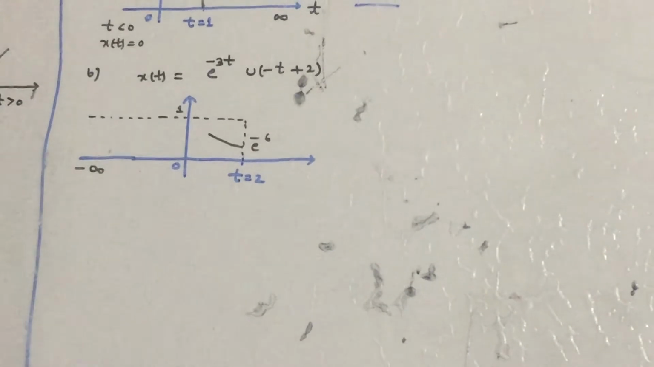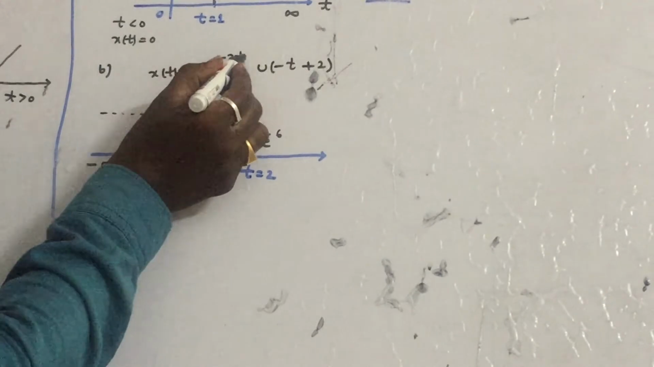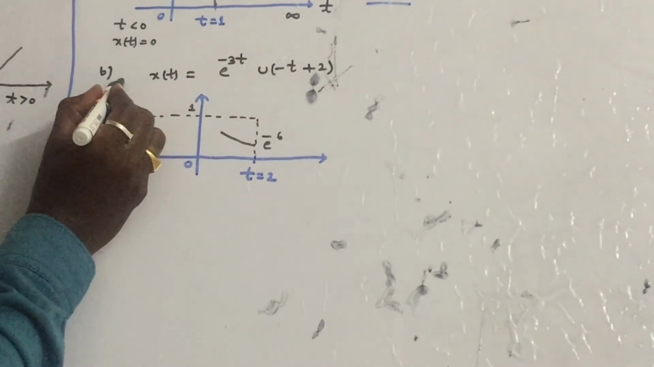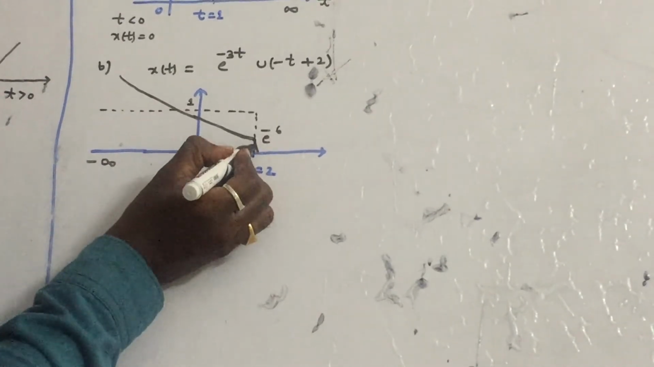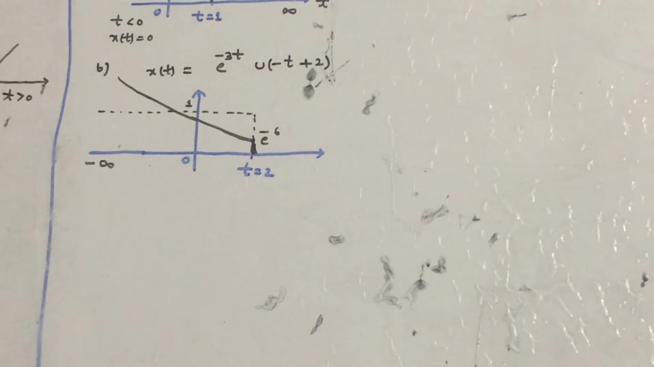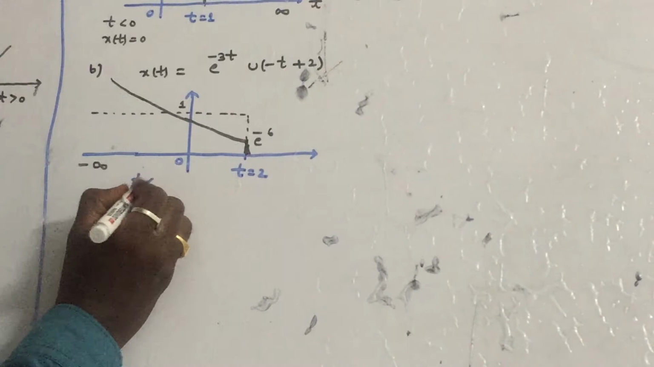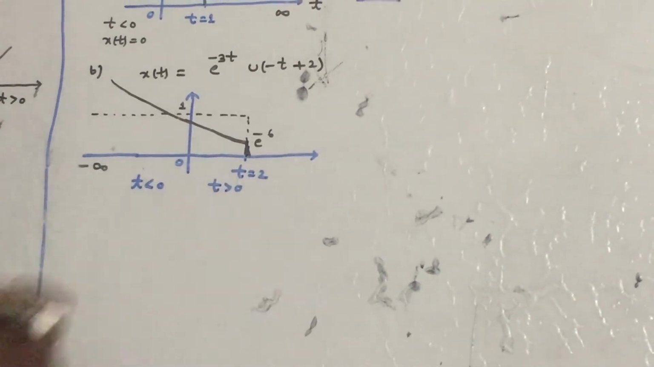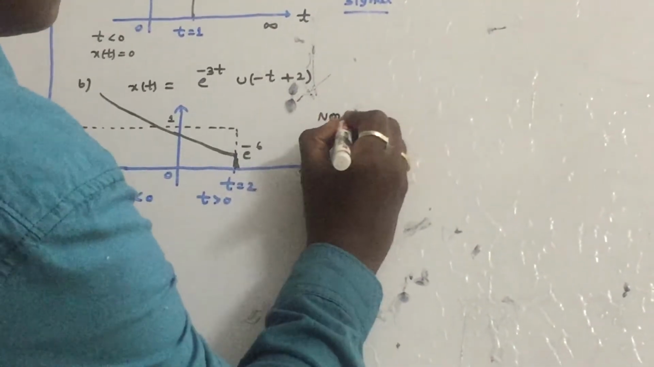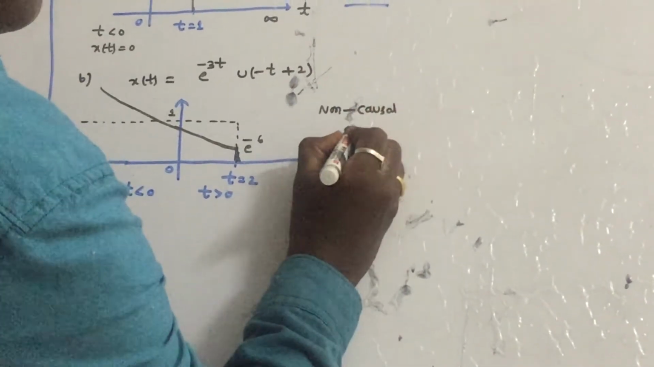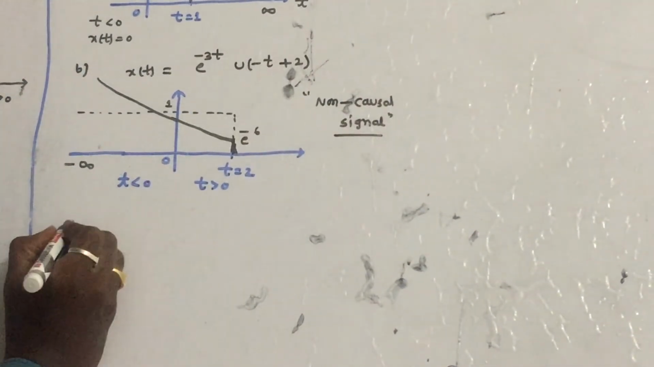At t is equal to minus infinity, what is e power minus infinity? If you substitute, it will become e power infinity. So the signal diagram will be like this. You can see that the signal exists for t less than 0, and the signal exists for t greater than 0. On both sides the signal exists. So what kind of signal is it? Non-causal signal. So in this way you can understand the question.